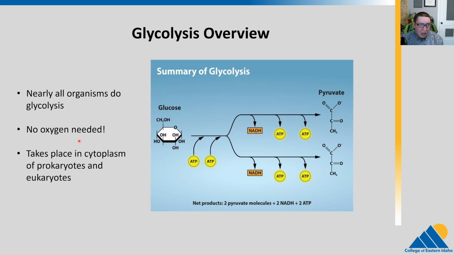And glycolysis takes place in the cytoplasm of both prokaryotes and eukaryotes. So this is not involving the mitochondria in any way. That's how ancient this process is. So what happens here? Well, we're going to have 2 phases: kind of an investment phase and an output phase. So for the first half of glycolysis, I'm going to show you the nasty reactions.